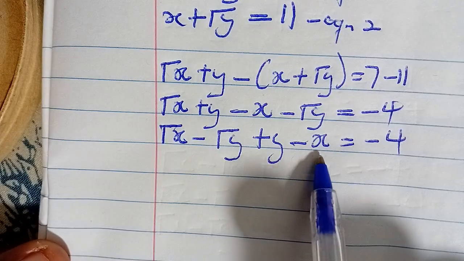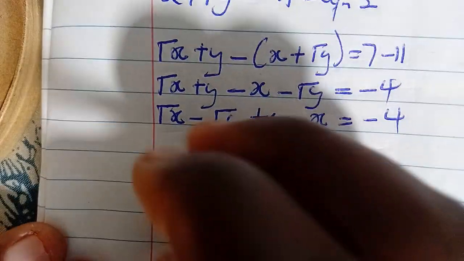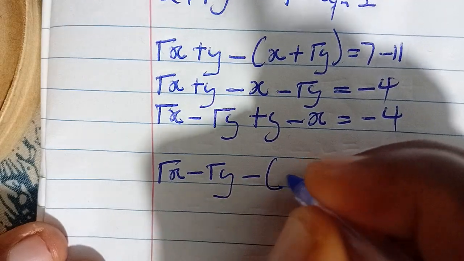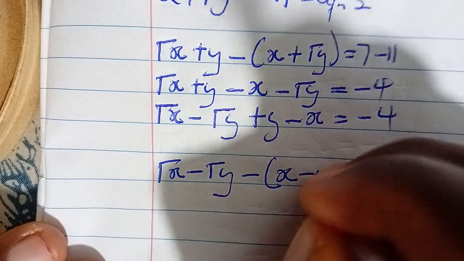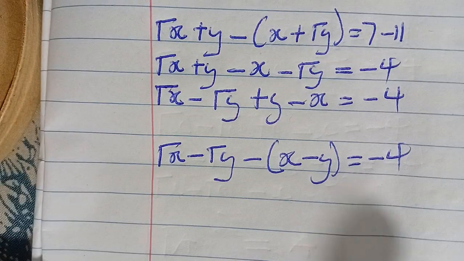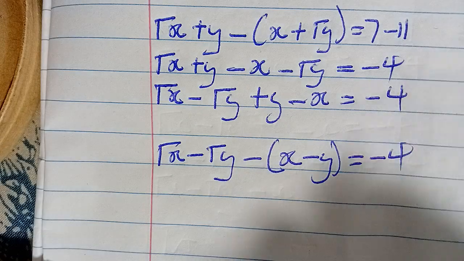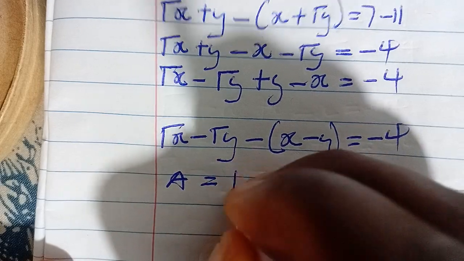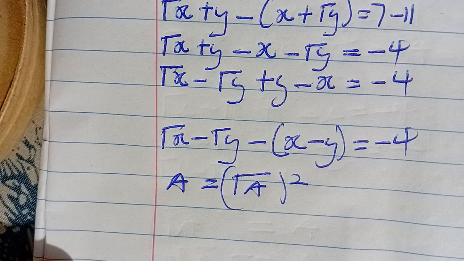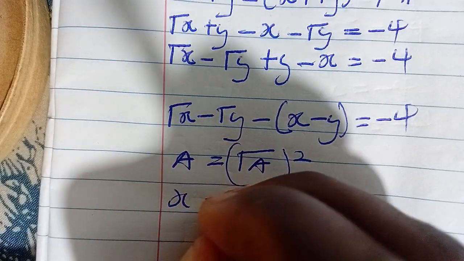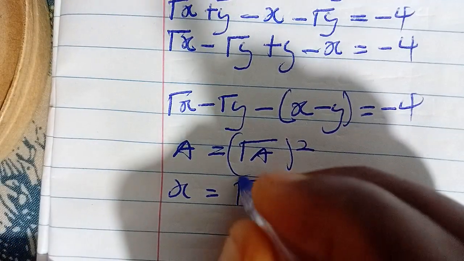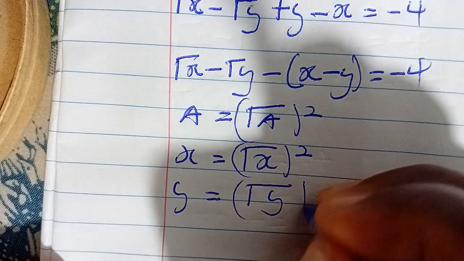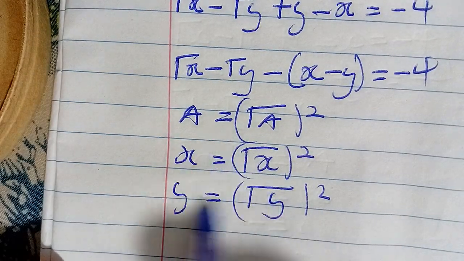Now let's rewrite this y and x in another form. So we can have root x minus root y minus x minus y is equal to minus 4. So we have manipulated this part of the equation. Now we know that a is the same as root a all squared. Do you get me? Therefore, x is the same as root x all squared, and y is equal to root y all squared. Now let's apply this concept here.